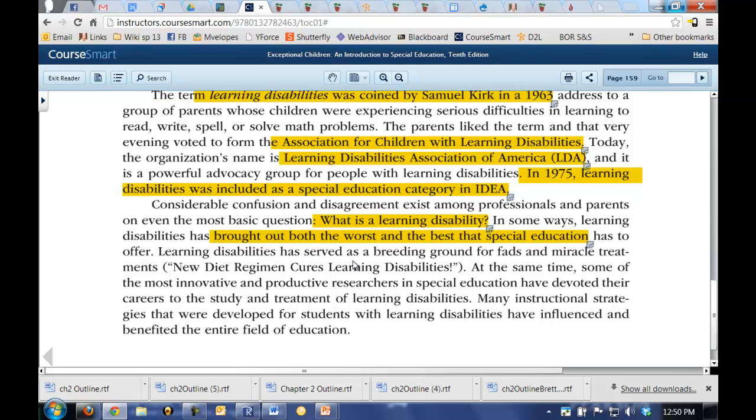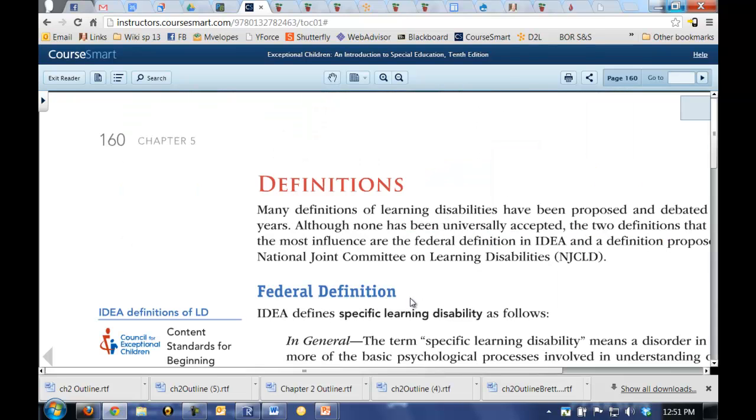But this was interesting. A new regime, a diet regime, cures learning disabilities. All those things that come into play. So that was the birth of it in '63. It was added in '75 to the federal law. The LDA started. The learning disability became the advocacy group for people with learning disabilities.